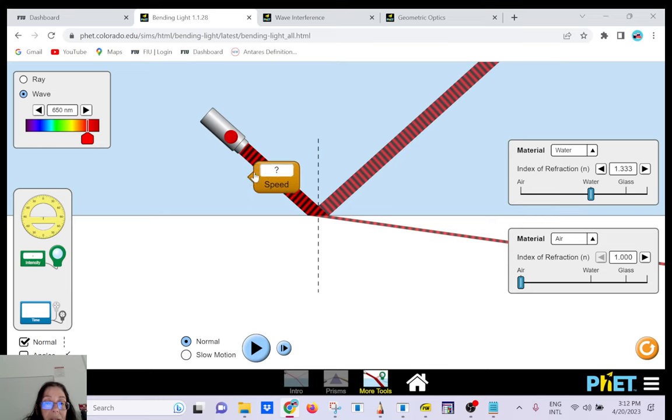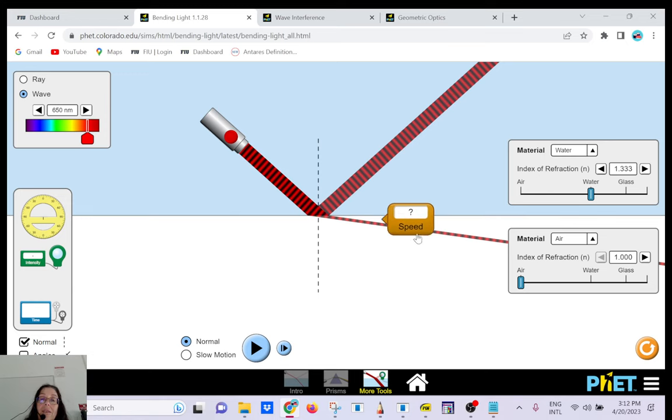Let's look at the speed. You see the speed of light here is 75% the speed of light in air. So it means when light goes through a medium like glass or plastic, the light will slow down. In that case, by 25%.